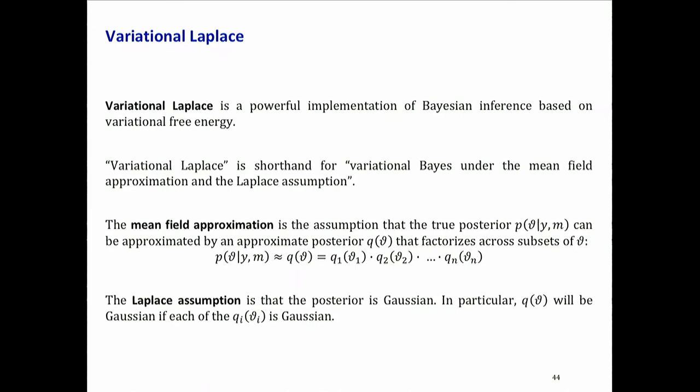And the Laplace assumption is an additional assumption, in addition to this factorization, that the posterior is Gaussian. So, in particular, Q of theta will be Gaussian if each of the Qi is Gaussian. So we will divide up our approximate posterior Q of theta into lots of Gaussians multiplied with each other. And this will be our approximation to the true posterior. And we will see what that gets us.